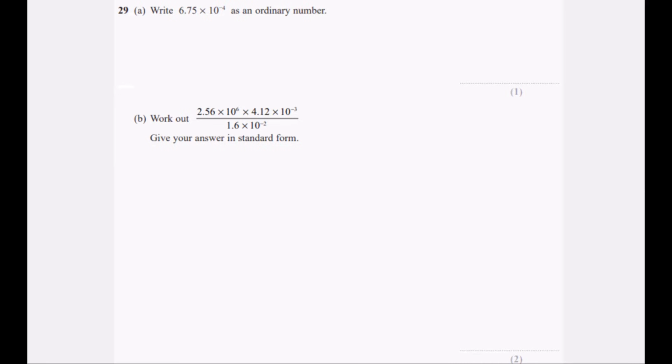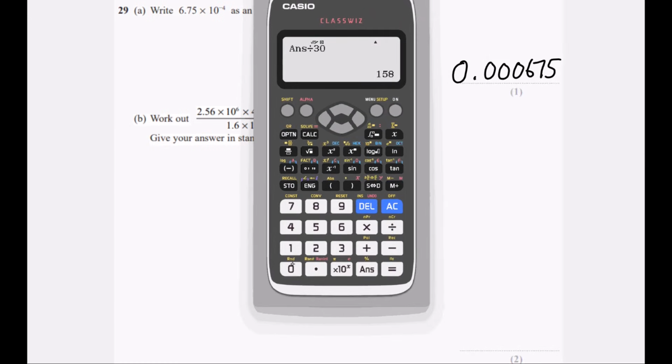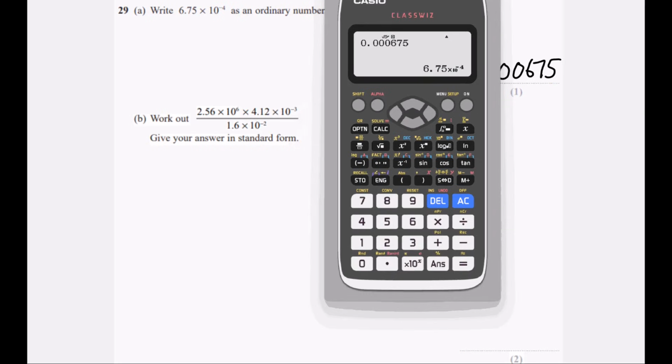Question 29. Write 6.75 times 10 to the power of -4 as an ordinary number. So this is 6.75 divided by 10 4 times. It's divided because it's a negative number here. So there's always a times here, but if it's divided, there's a negative power. So 6.75 divided by 10 4 times. It's going to be 0.000675. And we can check in the calculator. 0.000675 equals 6.75 times 10 to the power of -4.